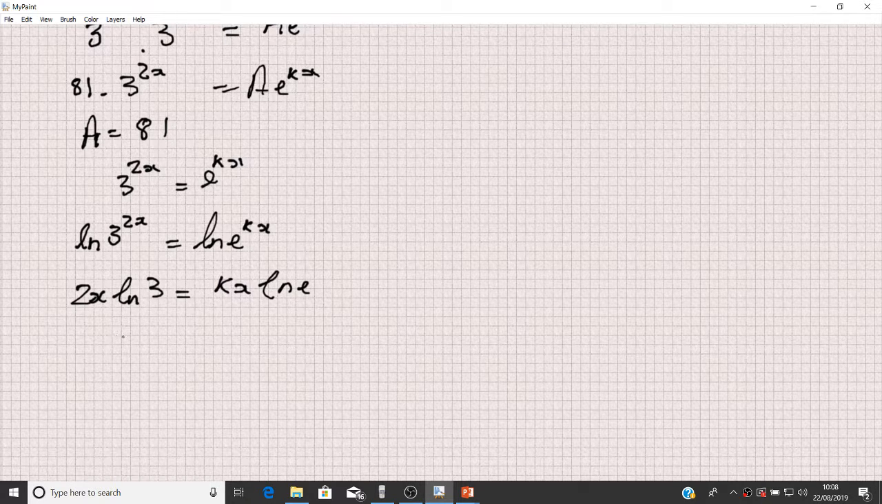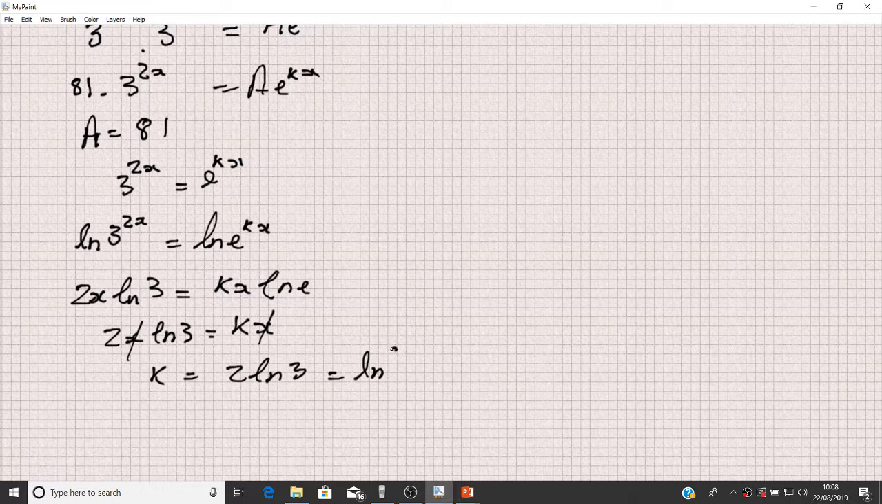So now on the left I have 2x ln 3 equals kx. And I'm interested in finding a constant to represent k. So I can cancel out the x on the left and on the right. That leaves me with k equals 2 ln 3, or indeed we could say ln 9. 2 ln 3 is the same as ln 3 squared, which is ln 9.